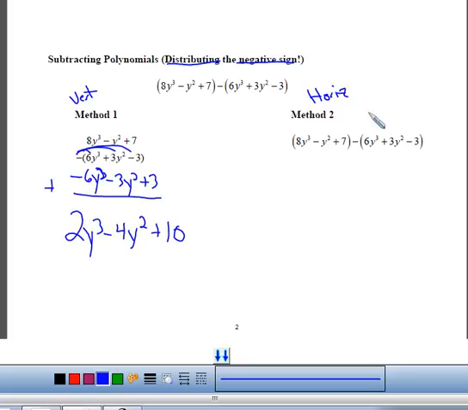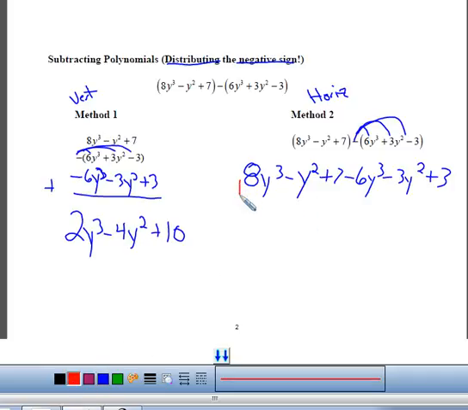Okay. Same thing over here. Now there's nothing to distribute for the first part of this expression. So even though there's parentheses around it, you don't need them. So it's really just 8y to the third power minus y squared plus 7. I'll distribute this negative sign: minus 6y to the third minus 3y squared plus 3. Be careful. The biggest mistake students make is that they don't distribute the negative sign to everything. If you leave something out, that'll obviously give you an incorrect answer.